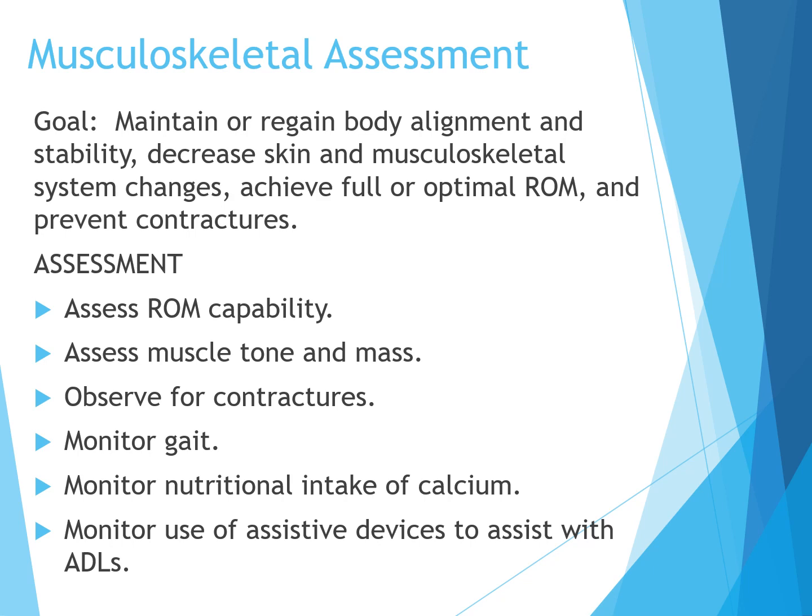I mentioned on the previous slide the general things that we assess, and you will also need to learn how to write those assessments in a way that others will understand. So when I said that we would look at the joints, that is referred to as range of motion, or ROM. Can their arms raise completely over their head? Can they bend their knee fully? That's range of motion. It would be written in your care plans as assess ROM capability.